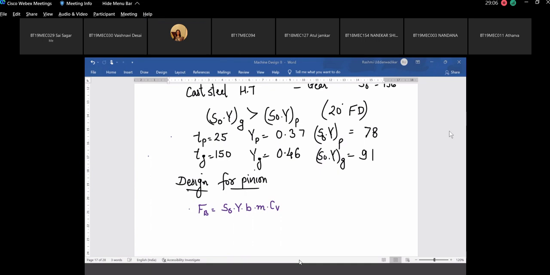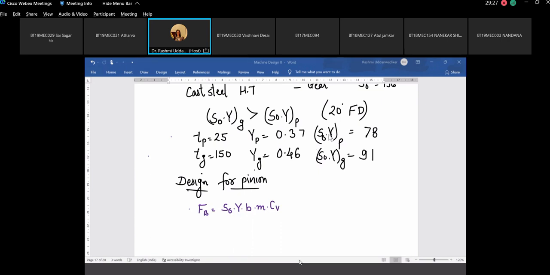Atharva? C_V takes care of the incremental load F_i. Yes. So as of now, since the value of F_i is not known, we'll consider C_V and we can equate this value equal to F_t. So that is the concept.